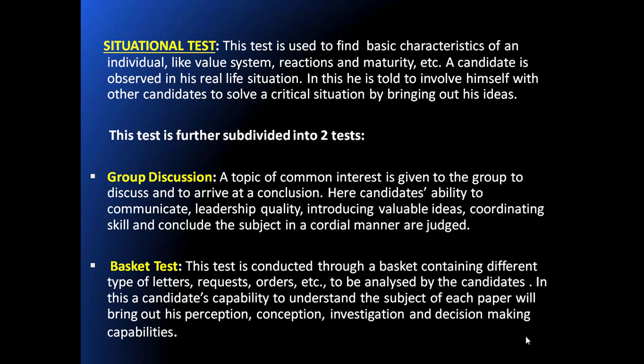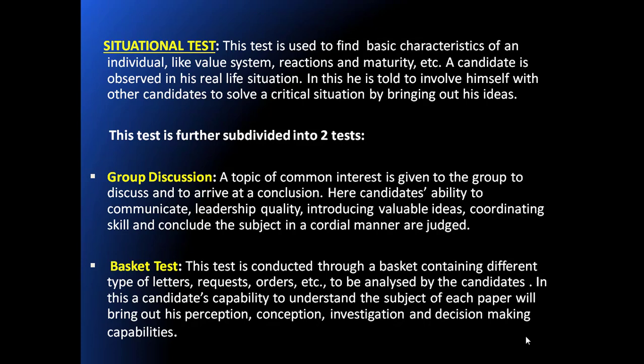So here basically the things which are seen is how a candidate behaves in a group. How in a group can he communicate properly? How far can he show his leadership quality in a group? How much can he put his valuable ideas while discussing things in common in a group? And how well can he coordinate the entire group and finally conclude? Right? Next is basket method.